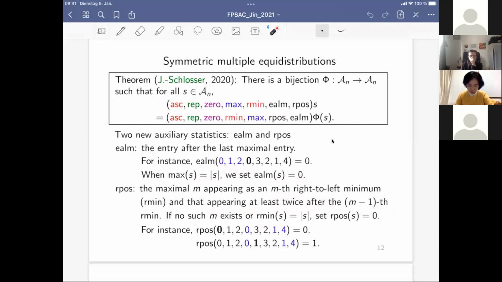For example, given this ascent sequence, all the R-mins are colored in blue, and from right to left, the first repeated R-min is 0, so R pose is 0. And for the second example, again, 0, 1, 4 are R-mins, and from right to left, the first repeated R-min is 1, so it equals 1.